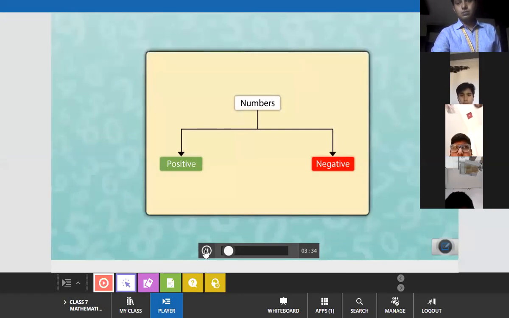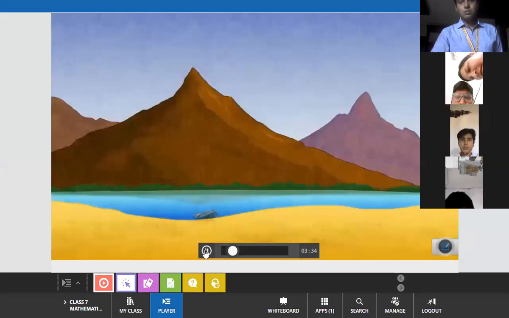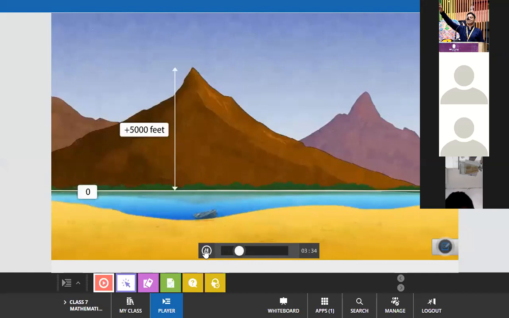Look at this beautiful mountain beside the sea. When we measure the height of the mountain, we measure its height from the sea level. The sea level is set at 0 for the sake of measuring height. But what if you want to measure the distance of a sunken boat lying on the seabed from the sea level? In this case, we measure the depth from the sea level to the boat.